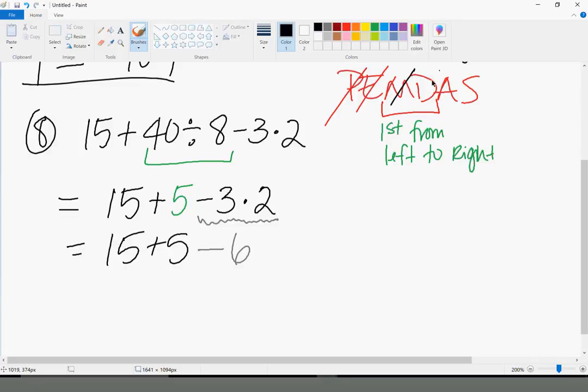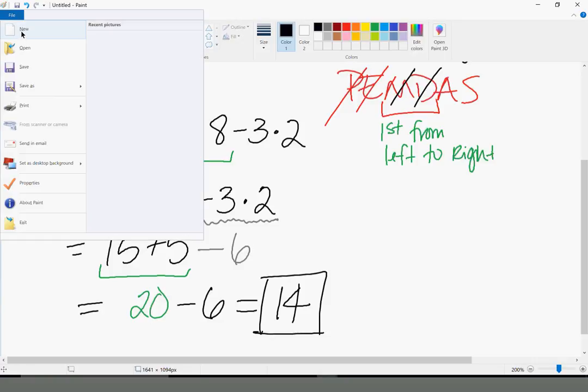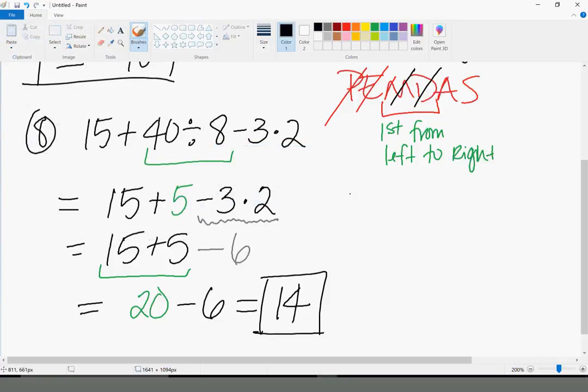And so now we've taken care of any multiplication or division, and now we're looking at addition or subtraction. And you do whatever you see that comes first from left to right. So here we have addition first. So 15 plus 5 is 20. And then we're going to bring down that -6. And then 20 minus 6 is 14. All right. Any questions about this one?